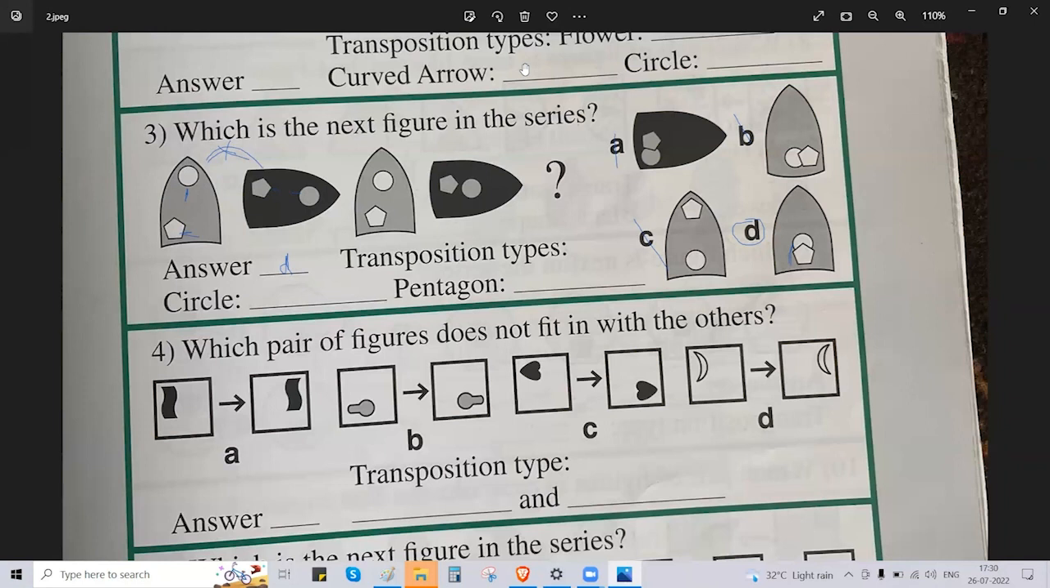So it's going to be, let's see. One second, I needed to adjust the camera there. Anyways, when it says transposition type, the circle is kind of rotating. Let's see. It's rotating, I think. Well, we're looking for the transposition types. So I think it's, well, let's see.